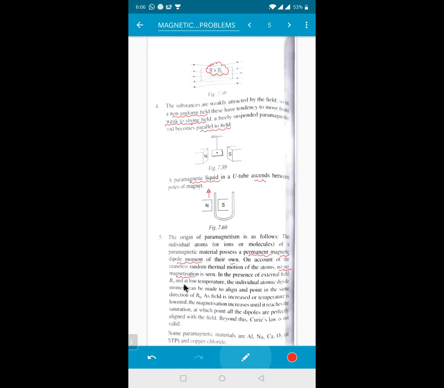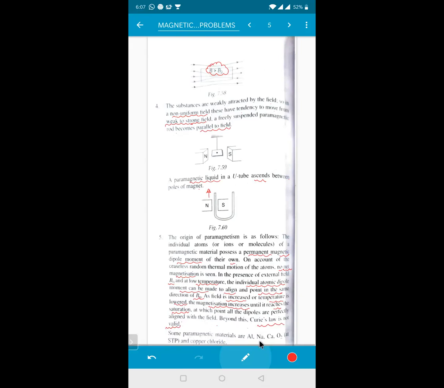In the presence of an external field B naught, at a low temperature, the individual atomic dipole moments can be made to align and point in the direction of B naught. So as the field is increased and the temperature is lowered, the magnetization will increase until it reaches a saturation point, at which all the dipoles are perfectly aligned with the field. Beyond this, Curie law is not valid. That means up to a certain point only we can magnetize them.